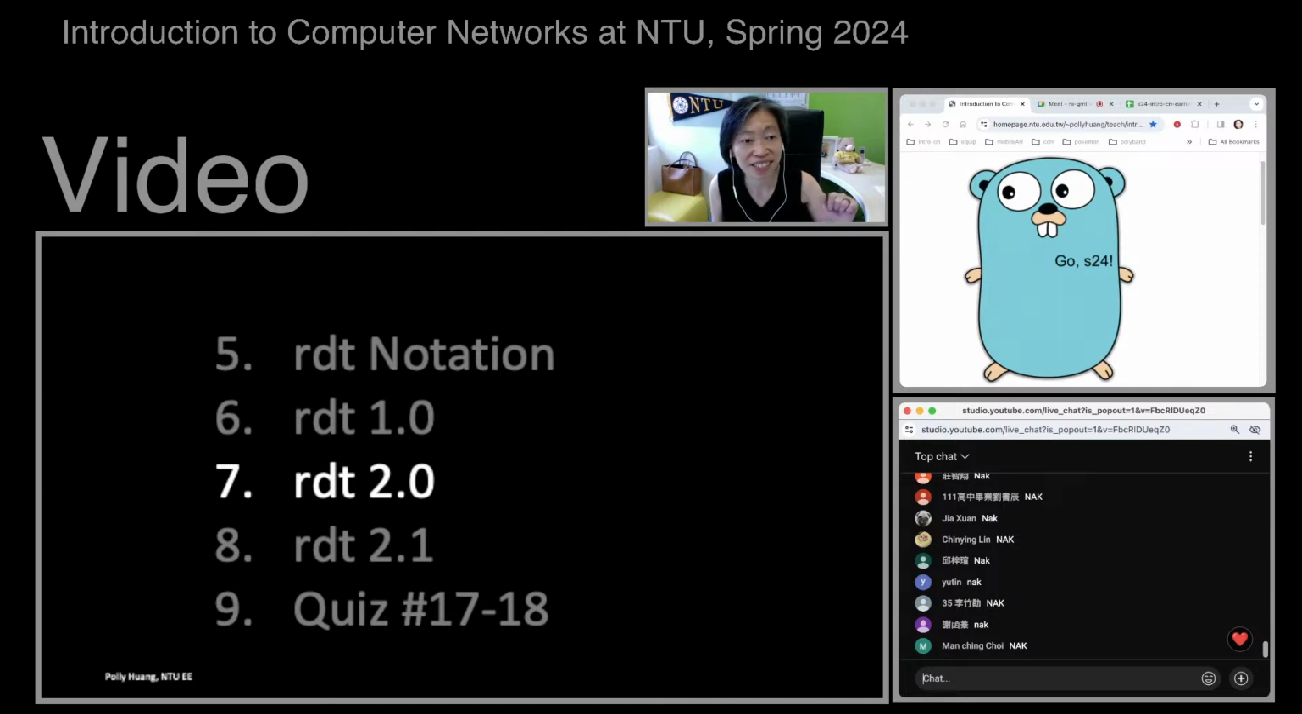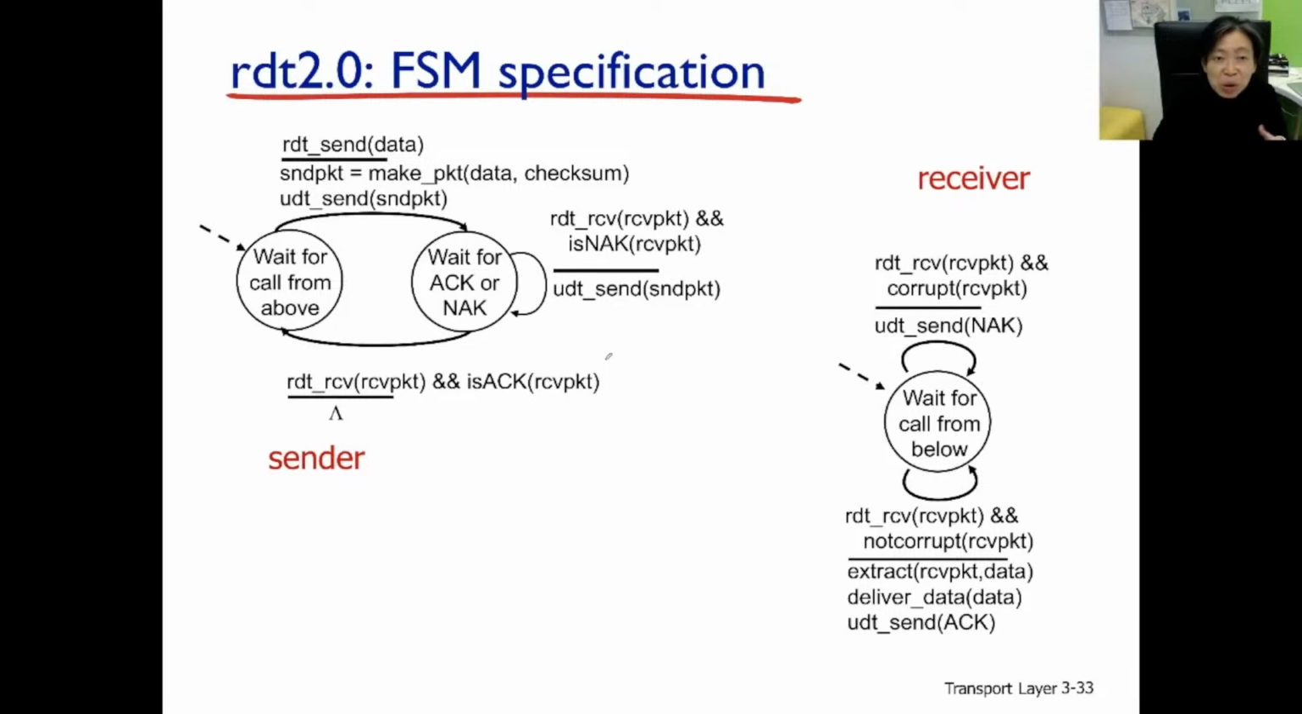Very good. Now, what's a little bit harder is to go over RDT 2.0's finite state machine. Try to be a bit patient here. Let's focus on the sender side of the FSM first. This time, we do have two states. One is wait for call from above. This one is familiar, right? This is the initial state. The sender is waiting for the application process to send data down to the transport layer. And there's going to be a transition triggered by this event, rdt_send, the application calling and having data to send.